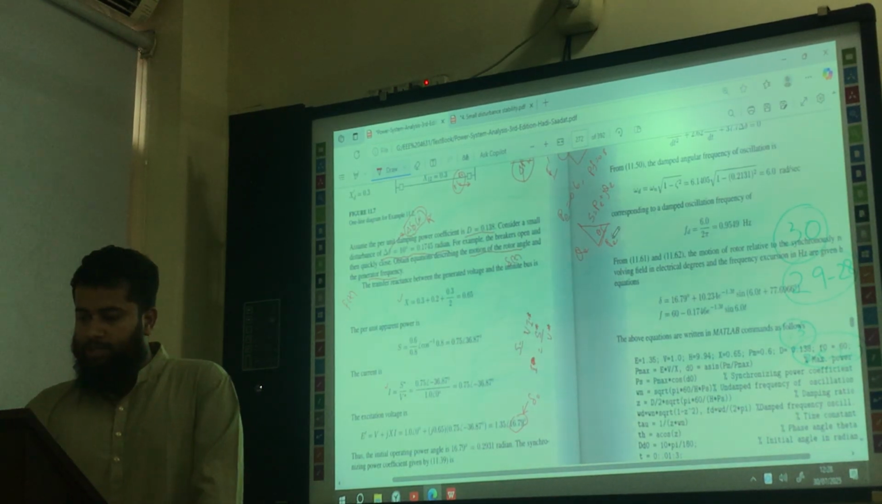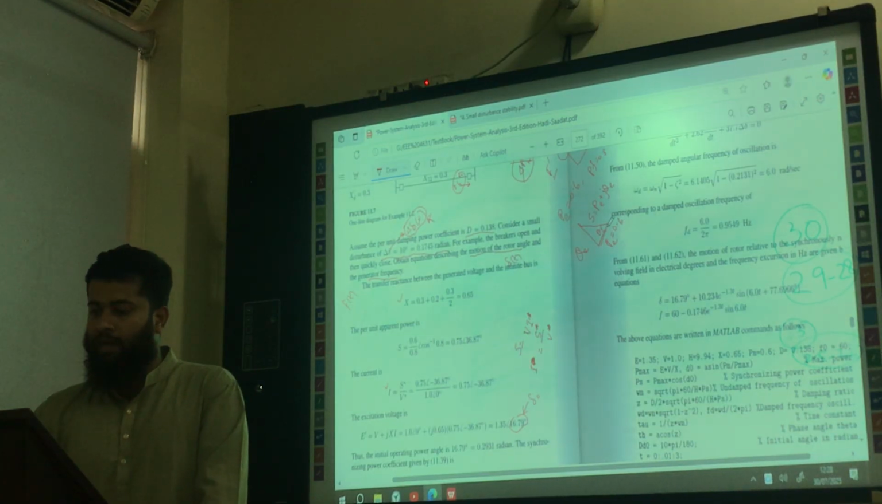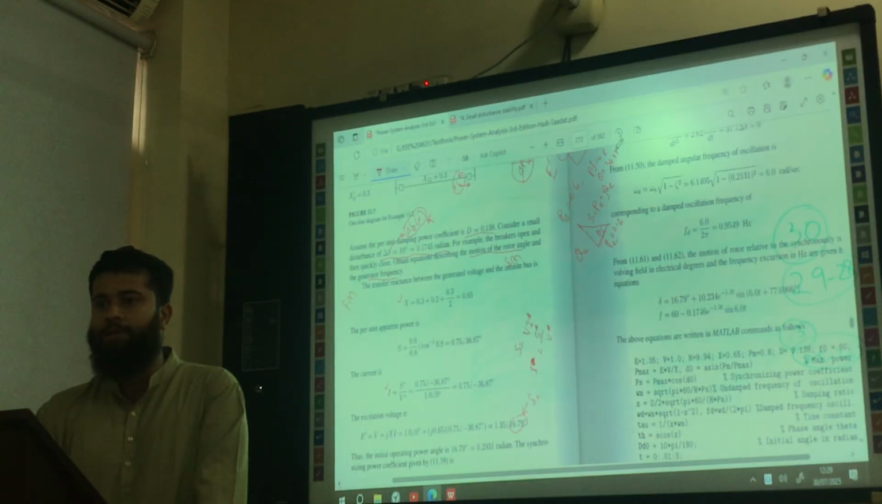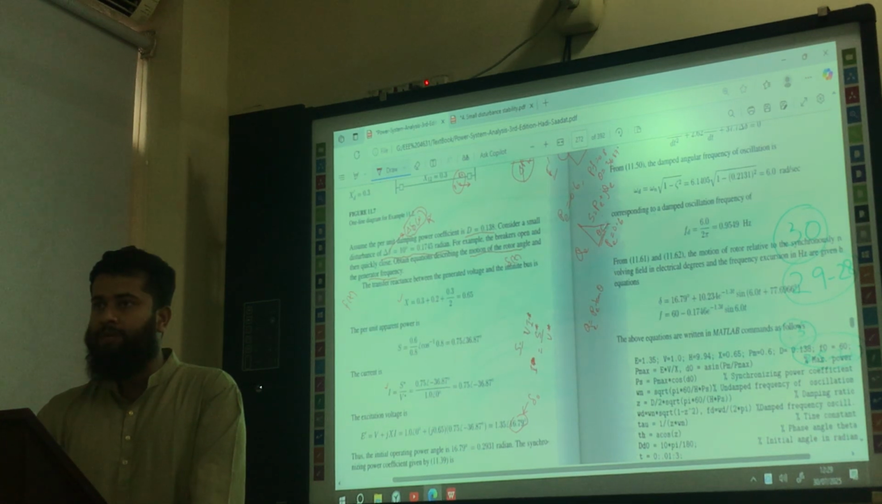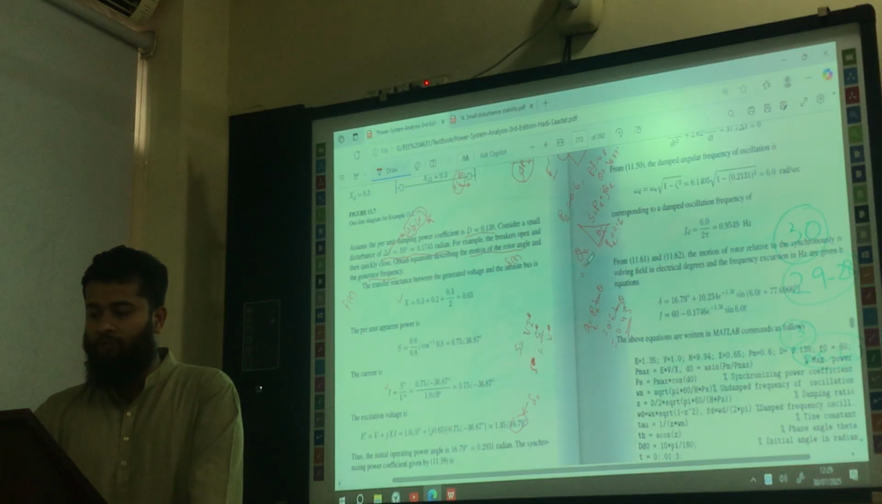Okay, so we know that this P is 0.6 per unit, and we know this power factor. So if we apply the theta formula, that is the cos inverse of the power factor, we will see that it will be simply 36.87 degrees. Now, what will be the QE? QE will be P tan theta, right? So that is 0.6 times tan of this theta value. Then finally you will get 0.45. Okay, this will be the value of QE. That is the 0.45.